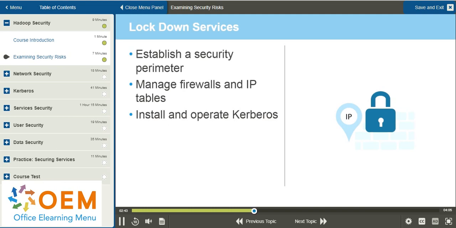We'll lecture on the port numbers and demonstrate how to manage them in AWS. And then Kerberos. The Kerberos software from MIT is built to provide strong authentication for large collections of computers. It provides authentication for both users and services.